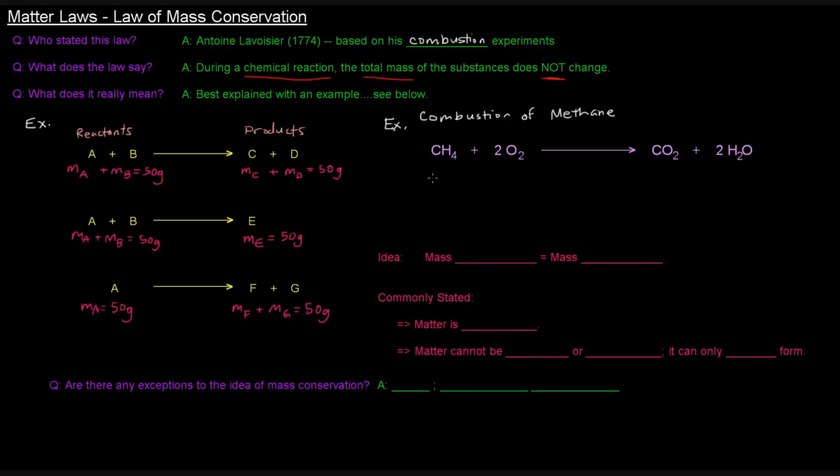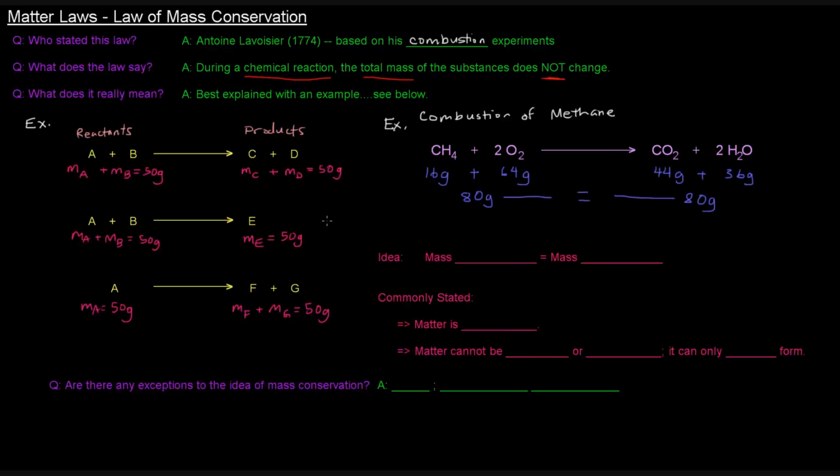Let's say we had 16 grams of methane and 64 grams of oxygen react, and then we ended up with 44 grams of carbon dioxide and 36 grams of water. Does this obey the law of mass conservation? Well, I mentioned that it was a chemical reaction, so it has to. 16 grams plus 64 grams, that of course equals 80 grams. And then 44 grams plus 36 grams also equals 80 grams. So these two values are equal, so mass was conserved here.